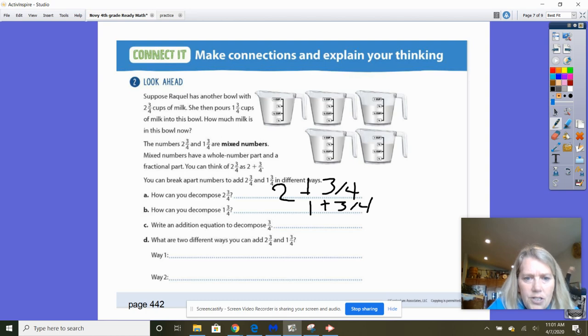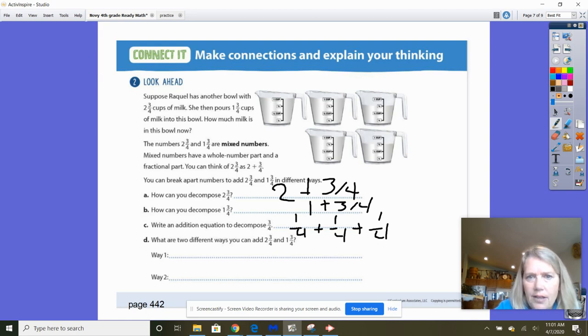Write an addition equation to decompose 3/4. So that one, you might want to build it if you like or draw it. But you can do 1/4 plus 1/4 plus 1/4. What are 2 different ways you can add 2 3/4 and 1 3/4? So think about how you would add those.